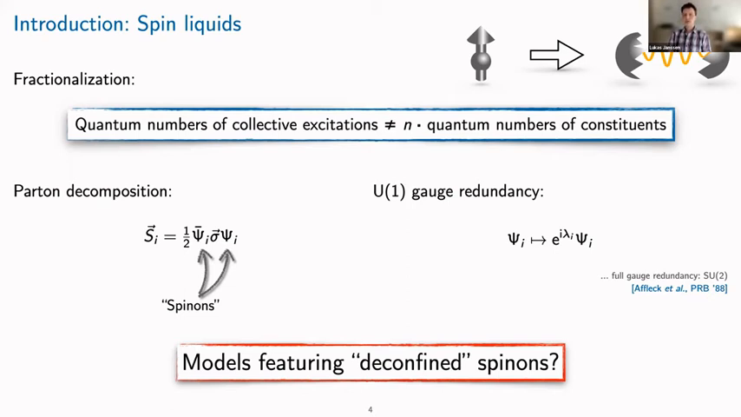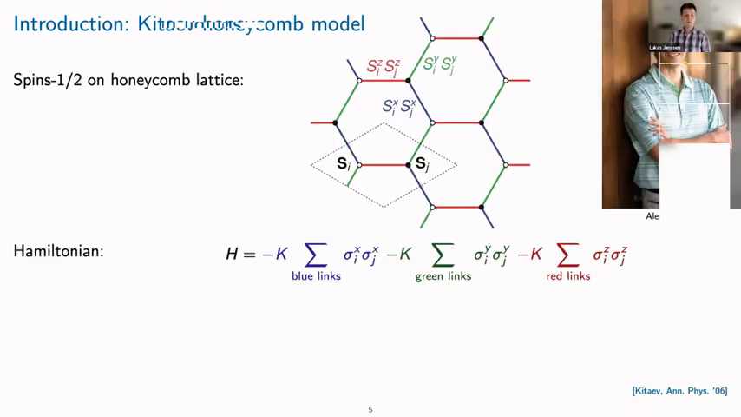The main question, therefore, is: can we find a model, or at best many models, that feature phases where we have deconfined spinons? That is, where the relevant low energy degrees of freedom are fractionalized. And in fact, such a model is now known, and it's this Kitaev honeycomb model.